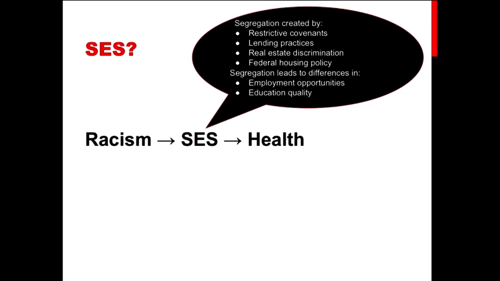Segregation has led to differences in employment opportunities and education quality. And we know that employment and education are two of the strongest predictors of health. They have to do with income, opportunity, and wealth.